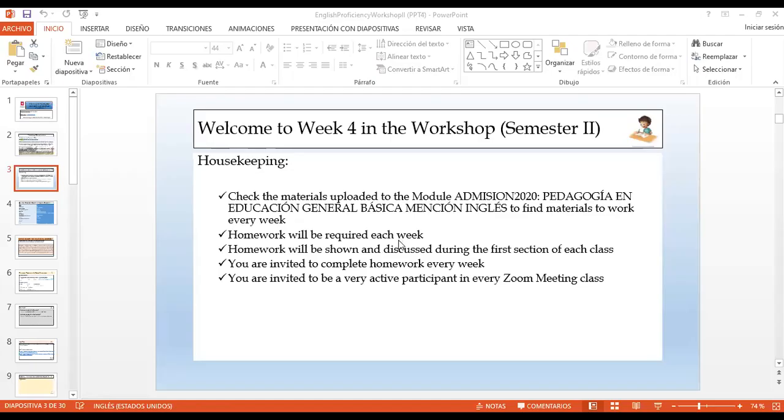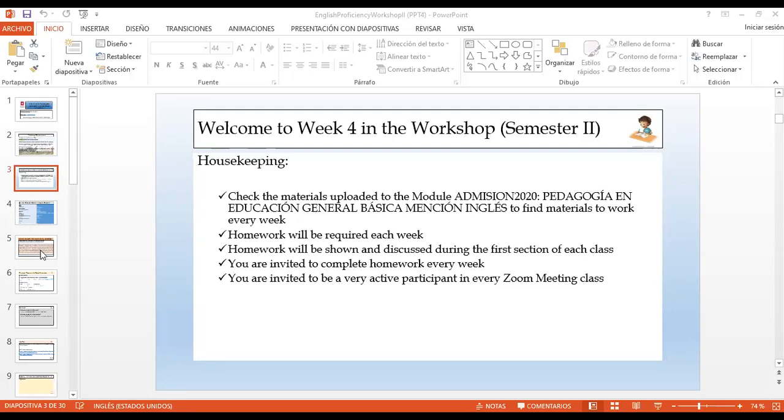Every week you will be required to do the homework, and you will show and discuss it. We will discuss the homework during the first section of each class. Generally, you will have some writing, for example, and some exercises with sentences for next week. You are invited to complete homework every day, as I said, and to be an active participant. So the more you participate, the better. It is for your benefit.